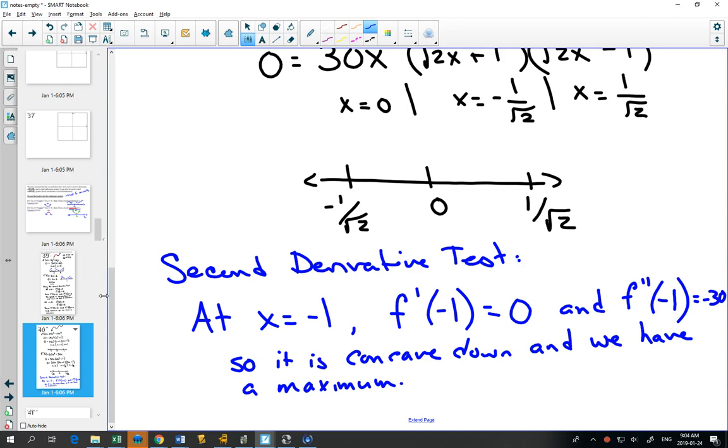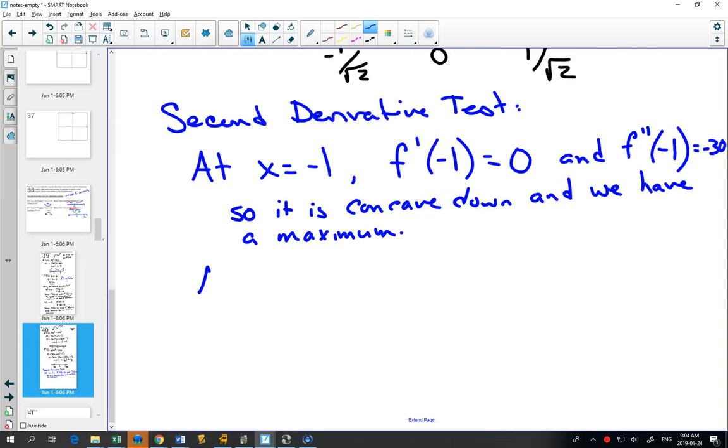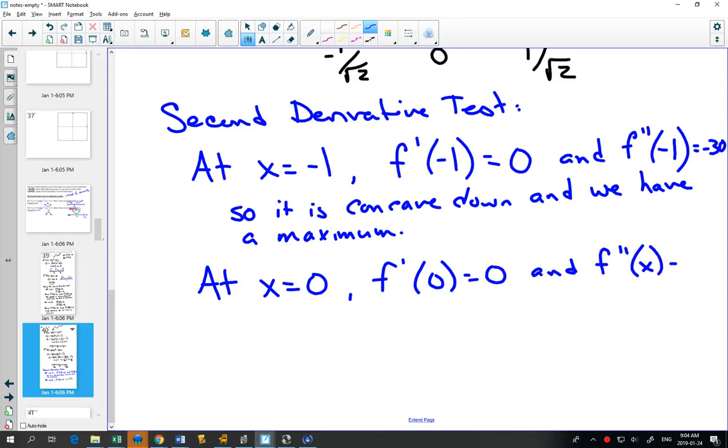It's concave down, and we have a maximum. At x equals 0, we know that f prime and f double prime are equal to 0. There is nothing we can say yet about maximums or minimums from the second derivative test here.